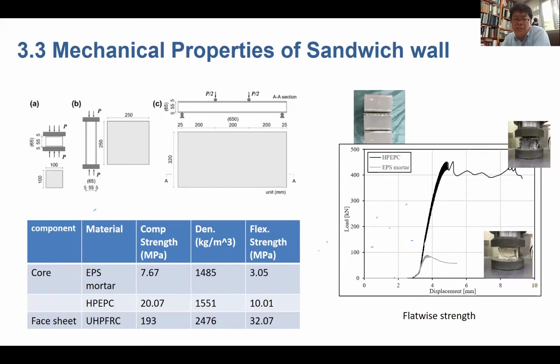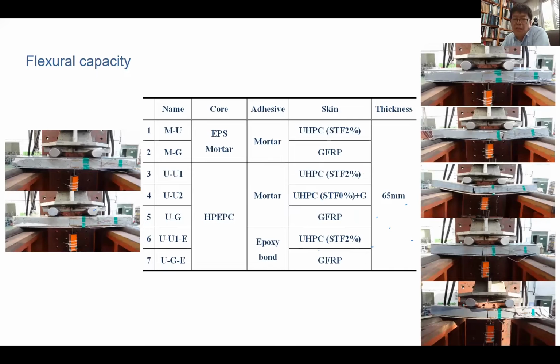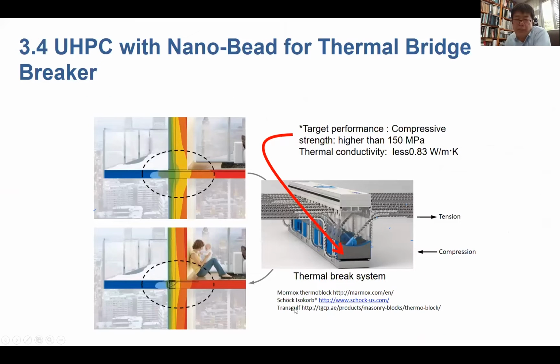So I think the UHPC with the nano bead is a good result, because many commercial companies, for example Schöck, a very famous company, already produce this nice thermal break system. A Korean local company also wants to produce this kind of system, but the problem is the material. That's why we try to develop this UHPC. But the problem is the thermal conductivity is very high compared to this material. So we mixed it with the nano bead, but cost was not the problem at that time.